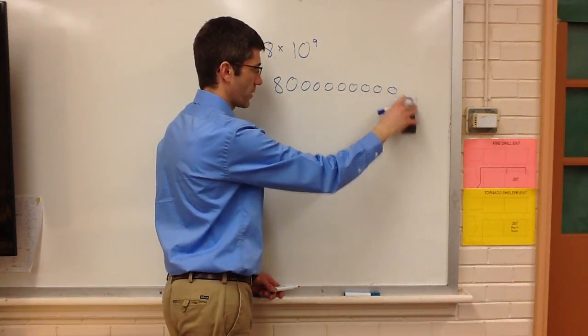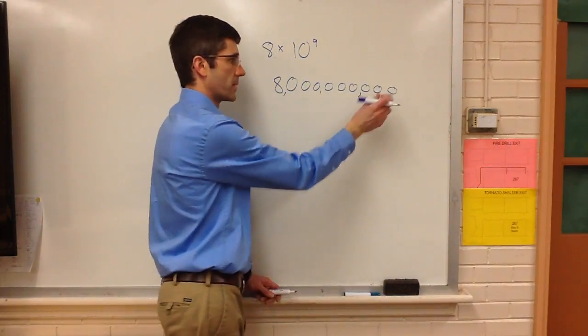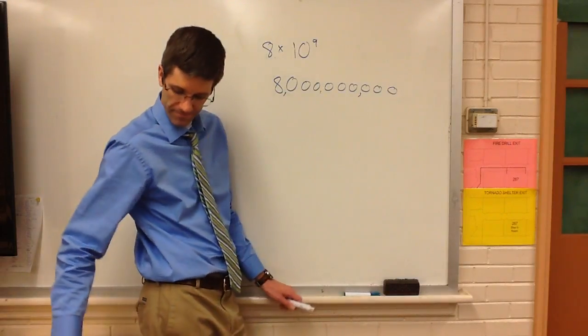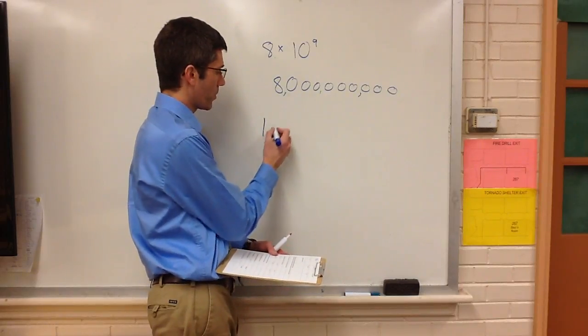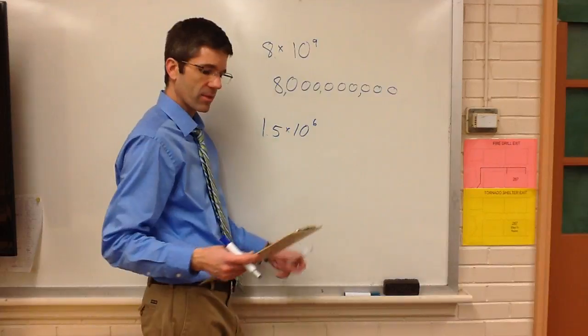All right, so how far is that? Let's put some commas and find out. Hundreds, thousands, millions, billions. 8 billion. Quite a bit. Okay. There are over 1.5 times 10 to the 6th species of life forms on Earth.